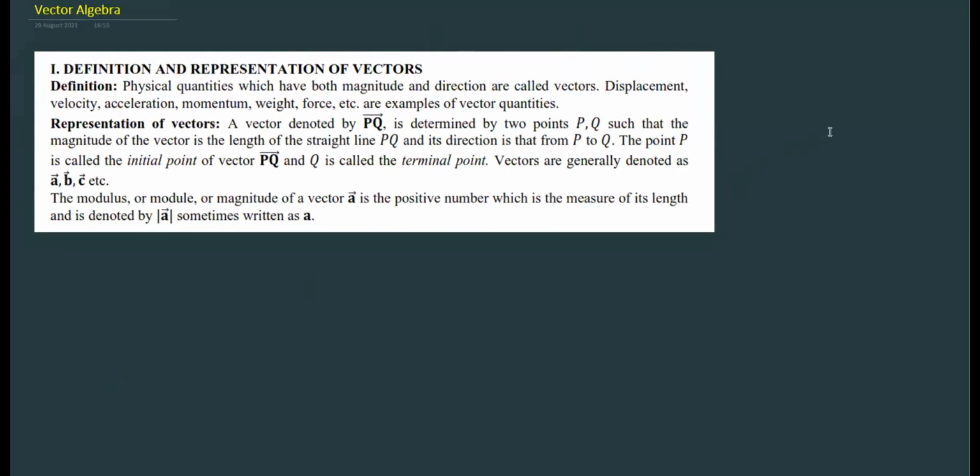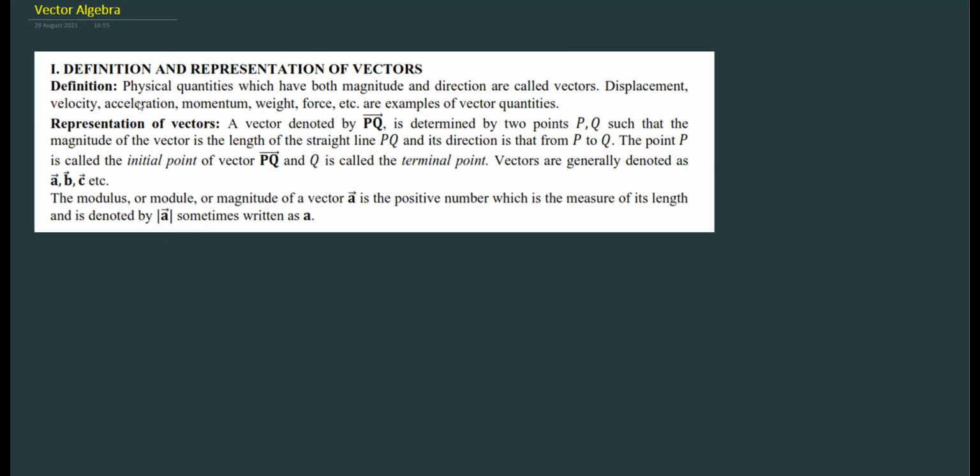Any quantity which has both magnitude and direction is a vector. A scalar doesn't have a sense of direction, like temperature, mass. It doesn't have direction. Temperature, mass, speed, distance. These are terms which do not have direction.